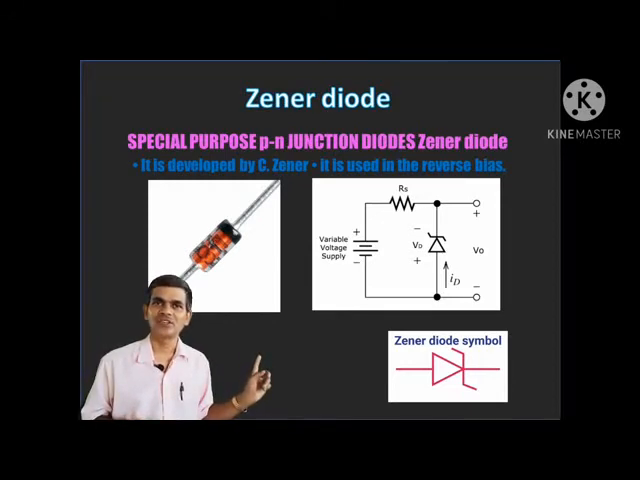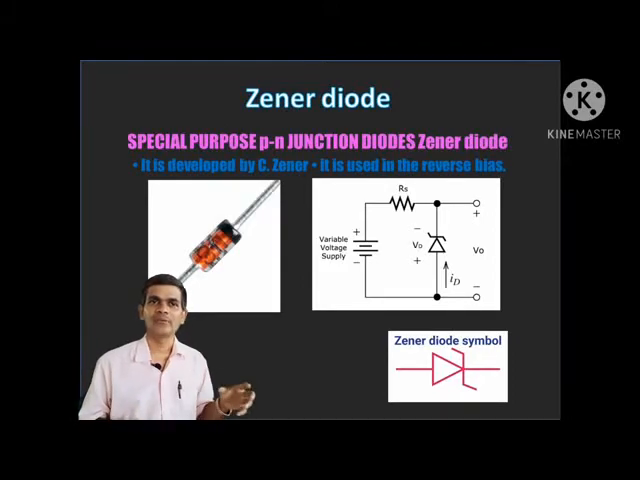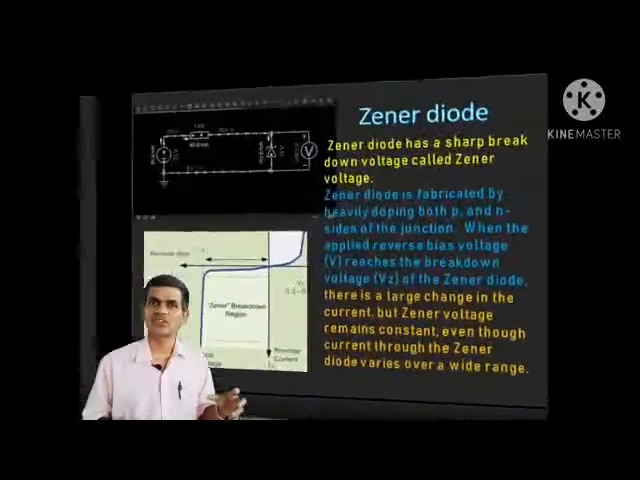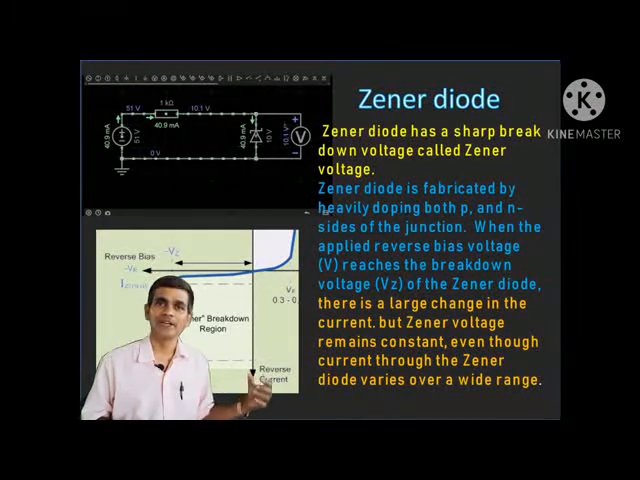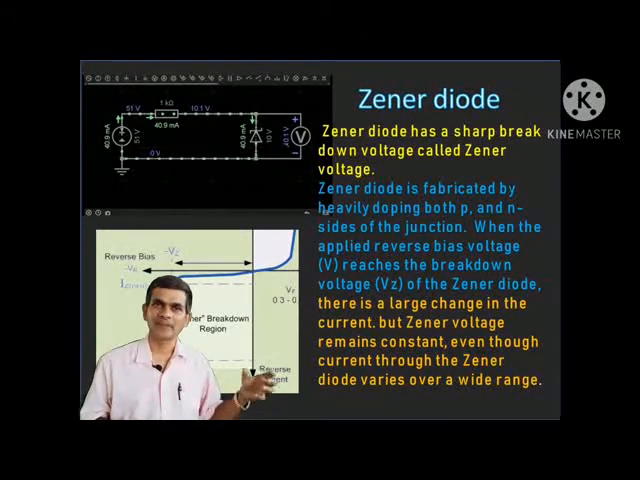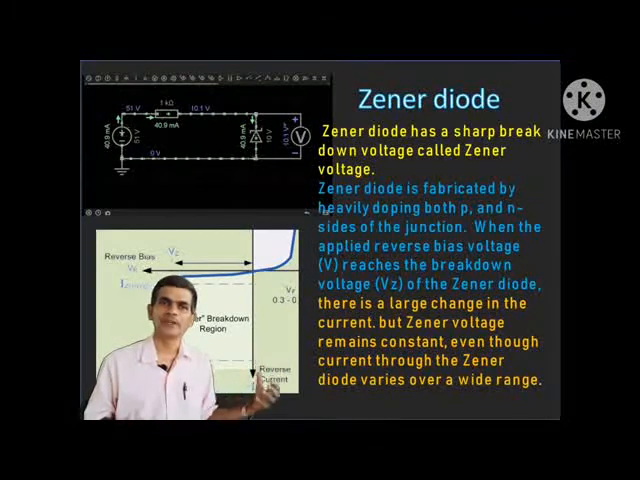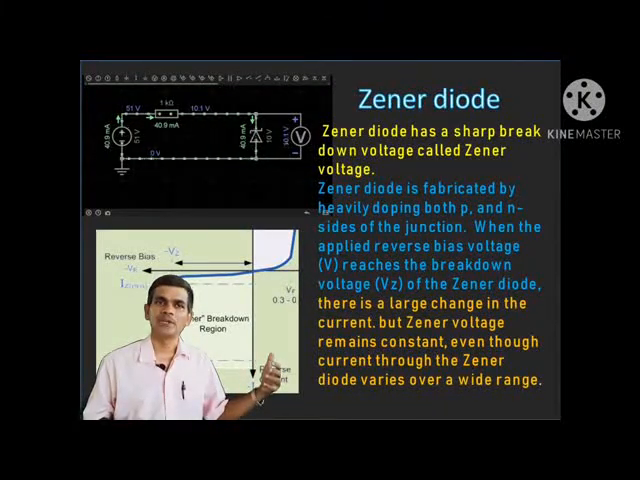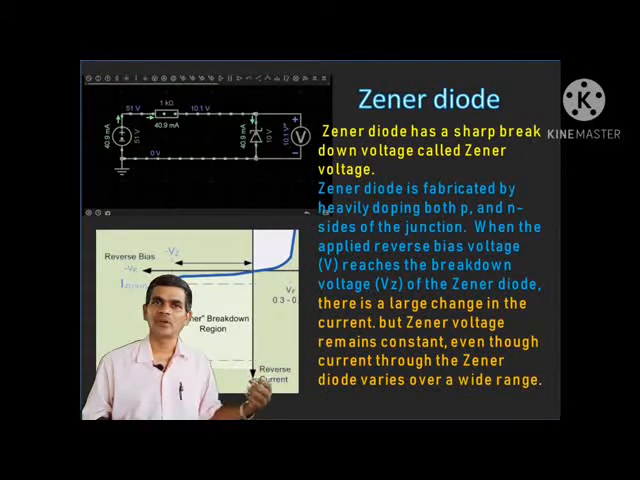How does this Zener diode work? When a potential is applied across the Zener diode, you will get a sharp breakdown voltage, and this voltage is called the Zener voltage. After that, it starts to conduct, and at the breakdown voltage, you can see in the graph that the voltage is almost constant as the current increases. This is one important property, and that is why it is also called a voltage regulator.